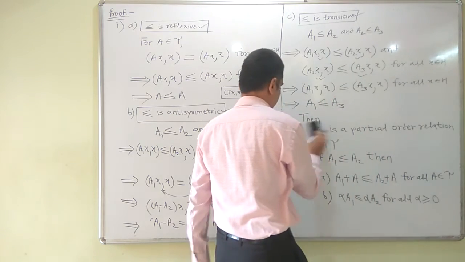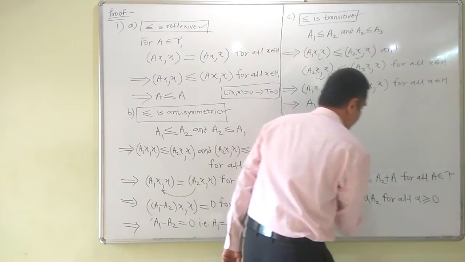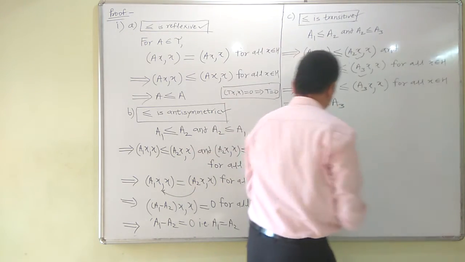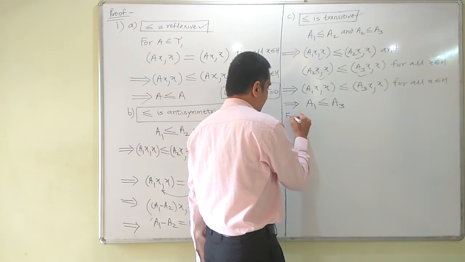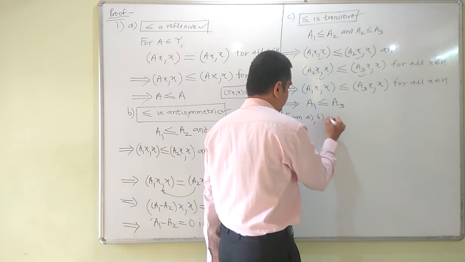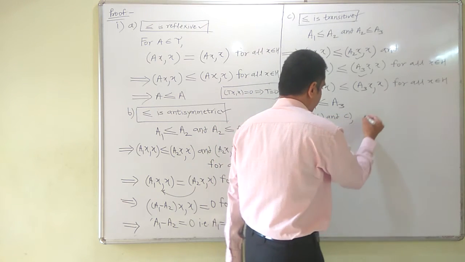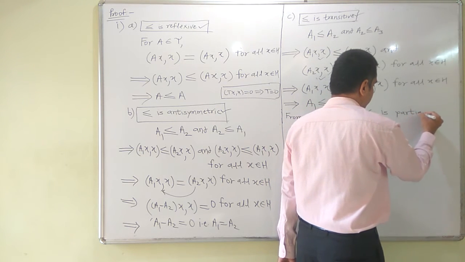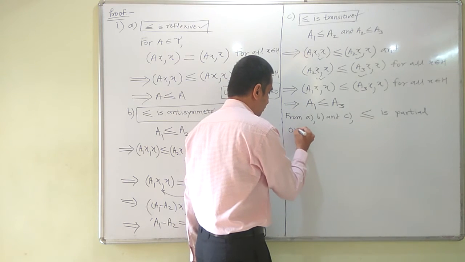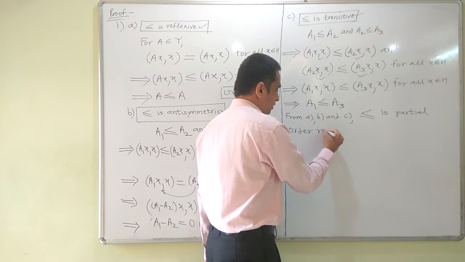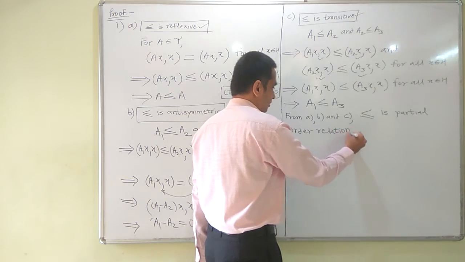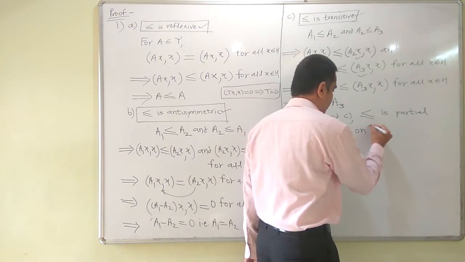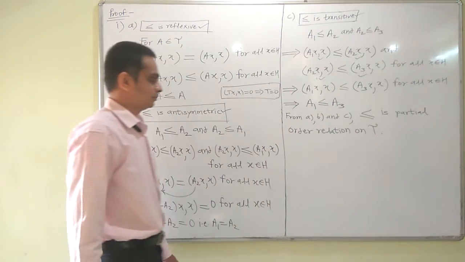Hence, from A, B and C, we can say that less equal to is a partial order relation on the collection of all self-adjoint operators. So it is a partial order relation on it, that is, the collection becomes a partially ordered set. Okay.